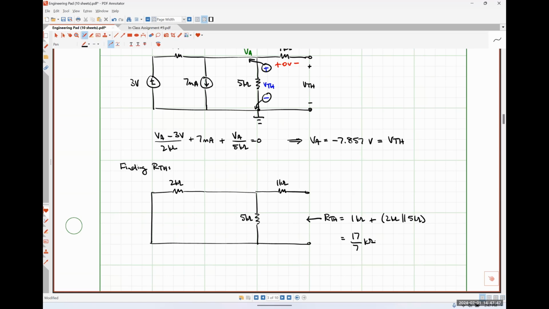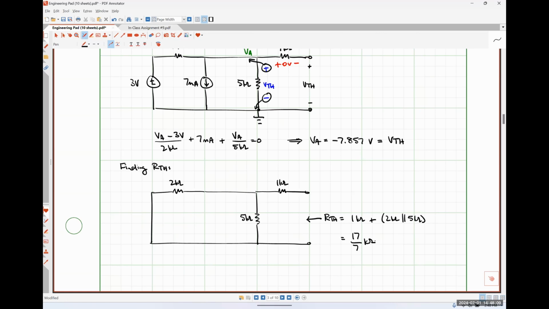So just to recap here, whenever we're finding the Thevenin equivalent circuit with respect to a set of terminals, we don't need to take any circuit elements out of the system, okay? All right, so any questions about Thevenin equivalent circuits before we move along to Norton equivalent circuits?